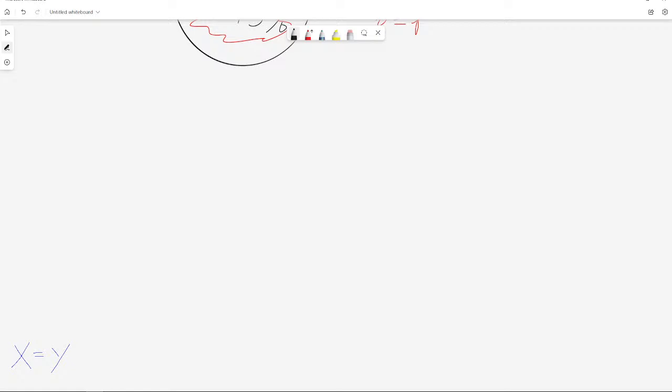So if we have 152% and we just want to convert it to a decimal, the easiest way to do it is just to move the decimal over 2 places. 1, 2. And you have 1.52. So that's converting to a decimal.